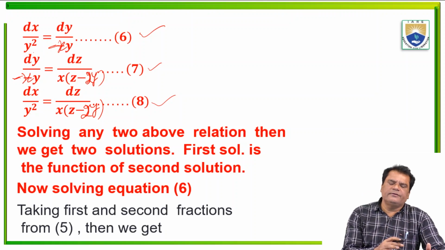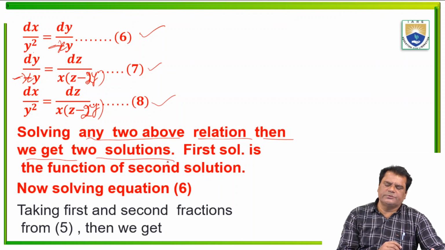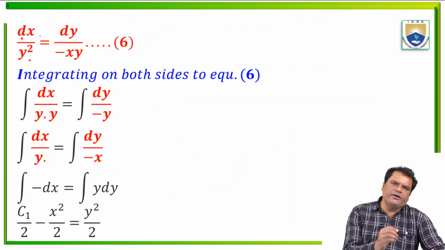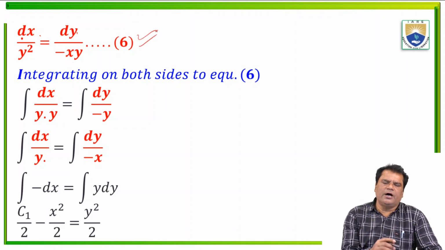Any two relations we will solve. Then we find two solutions u and v. Solving any two of the above relations, we get two solutions. The first solution is not a function of the second solution. Now solving equation 6, taking the first and second fractions from 5, we get dx upon y square equal to dy upon minus xy. This is equation 6 or relation 1.